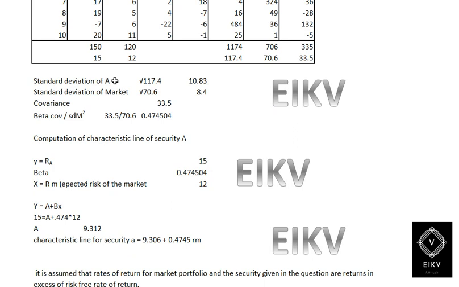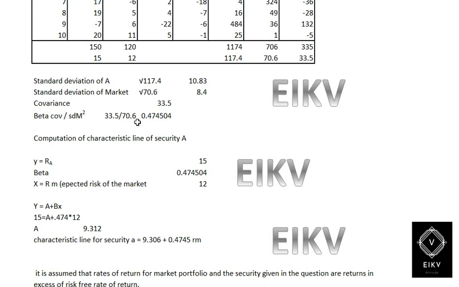After that, the standard deviation would be the root of 117.4. For security A it would be 10.84, and the standard deviation of the market would be the root of 17.6, which is 4.2. Now the covariance of the security and the market would be 33.5. Therefore, the formula for beta is the covariance of x and y divided by the variance of the market.